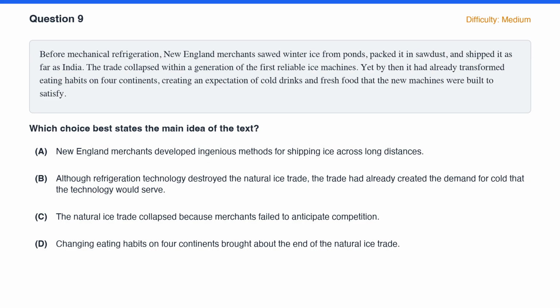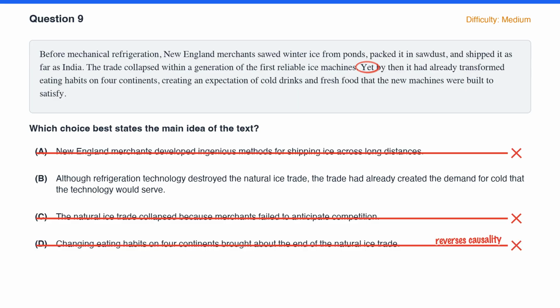This is a main idea question, so I need the whole arc of the passage, not one detail. The ice trade rose, then collapsed once machines arrived. But watch that little word yet, it pivots to the real point. The trade had already created the demand those machines would feed. Choice A only talks about clever shipping methods. That's a supporting detail, not the main idea. Scratch that one. Choice C blames competition for the collapse, but the text says machines ended the trade. Not this one either. Choice D flips the cause and effect. Eating habits didn't kill the trade. Gone as well. That leaves B, which captures both the collapse and the legacy.